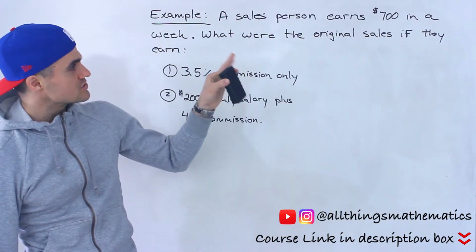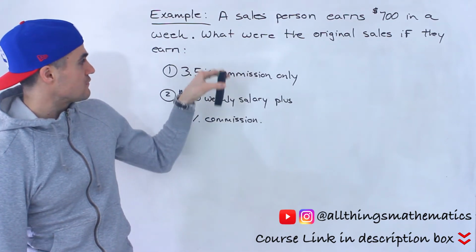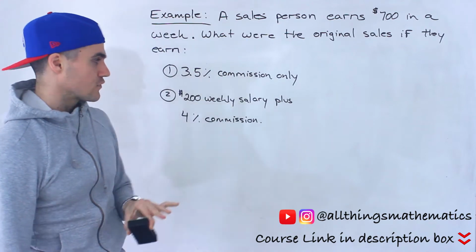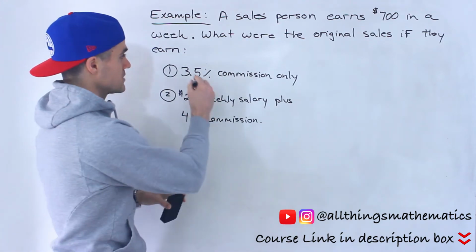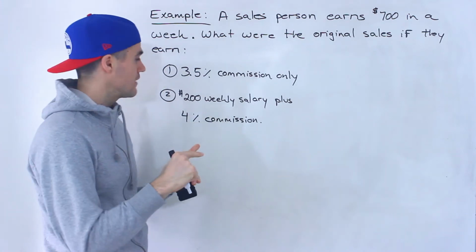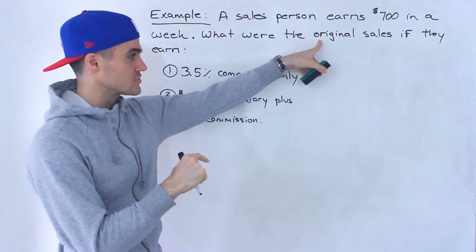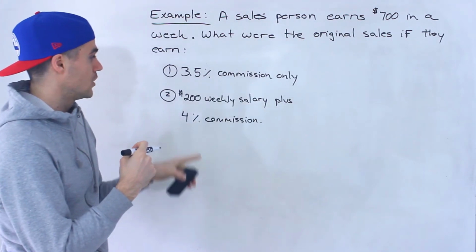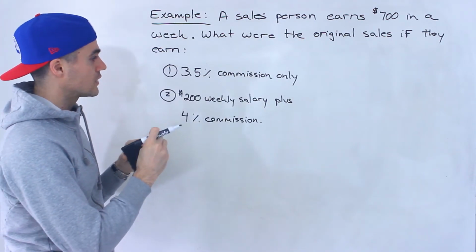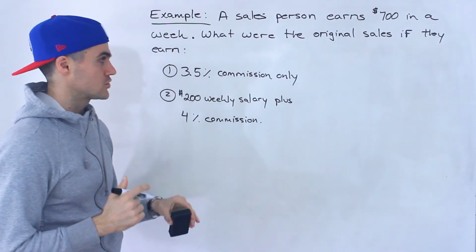Moving on to the next question. A salesperson earned $700 in a week. What were the original sales if they earn these two different pay structures? The first pay structure would be 3.5% commission only on any sales that they make. So they would get 3.5% of these original sales of whatever product they're selling. Or number two, if they're getting a $200 weekly salary plus 4% commission.